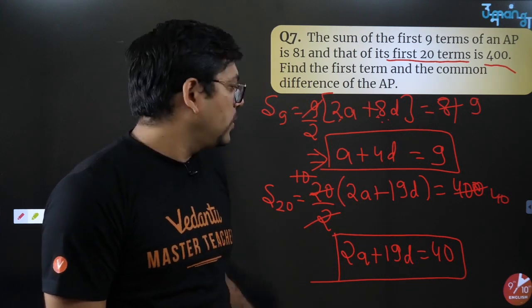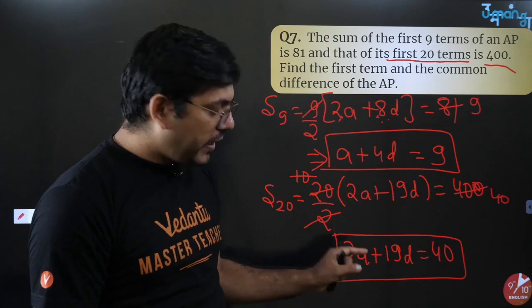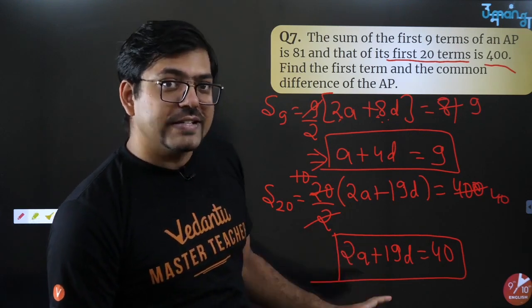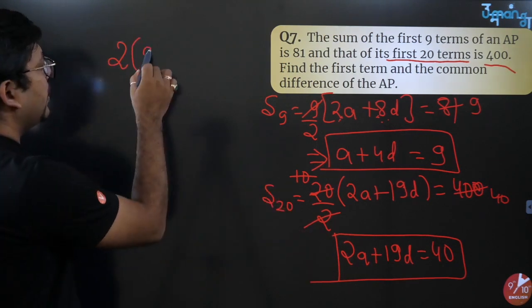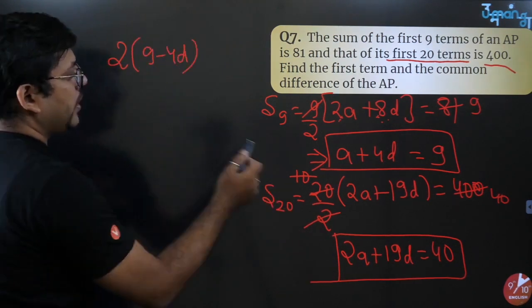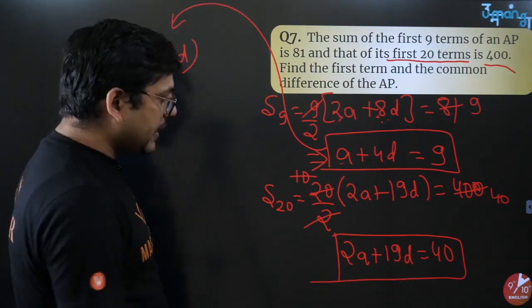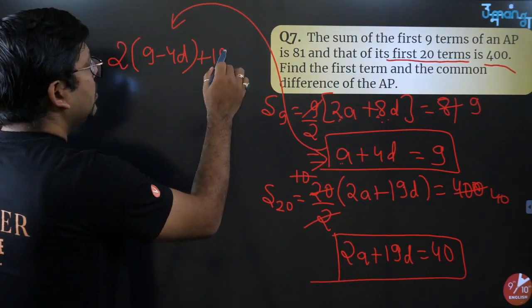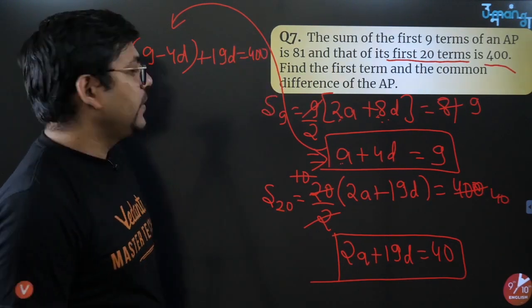No problem at all. Find the value of a, which is 9 minus 4d. Put that value of a here, 9 minus 4d, in the second equation. So very easily you can write 2, in place of a, you can write 9 minus 4d. Where did I get this value? From the first equation. So don't worry. And then plus 19d and equals to 400. Then you have to solve it.